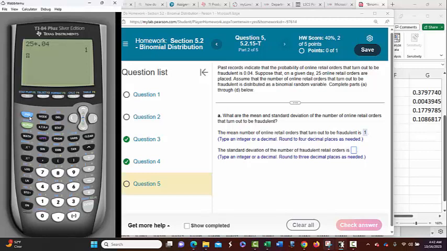I'm not expecting you to know this off the top of your head. It's the square root of npq, where q is 1 minus p. So I'm just going to put it in there as 1 minus p. 25 times, well, if I hit times instead of plus, that would help. Oh, good grief. What's the matter with me?